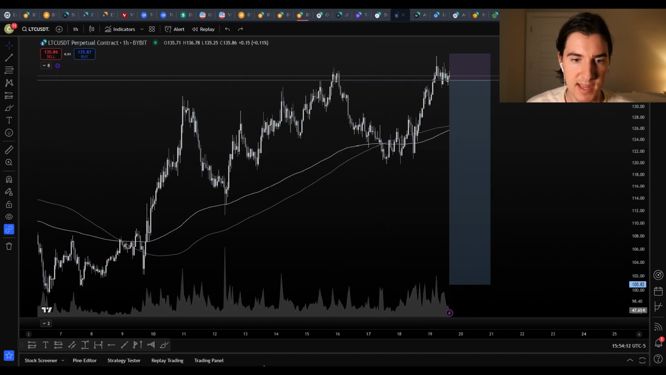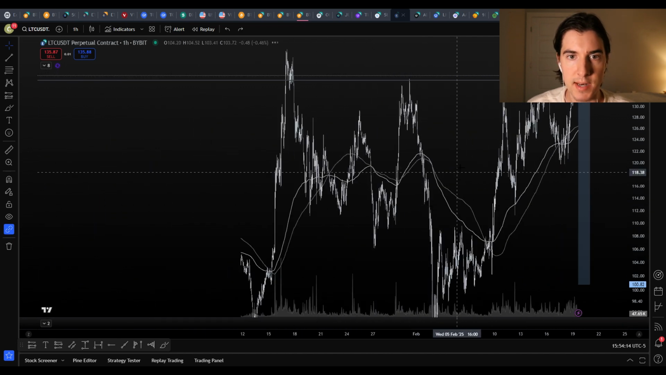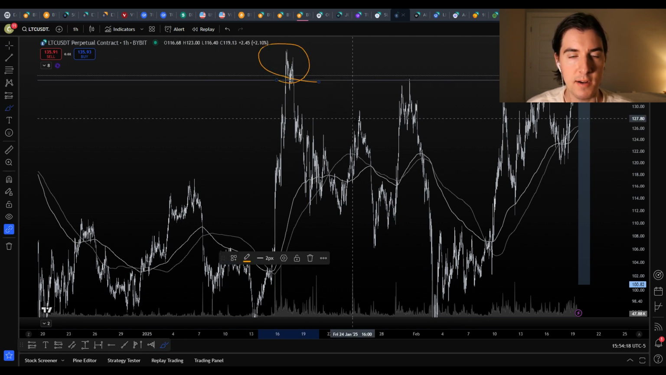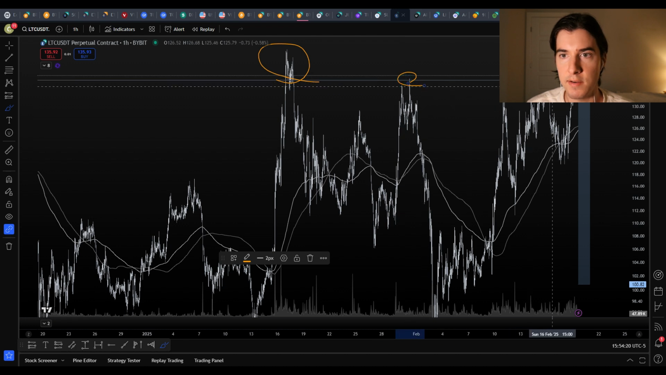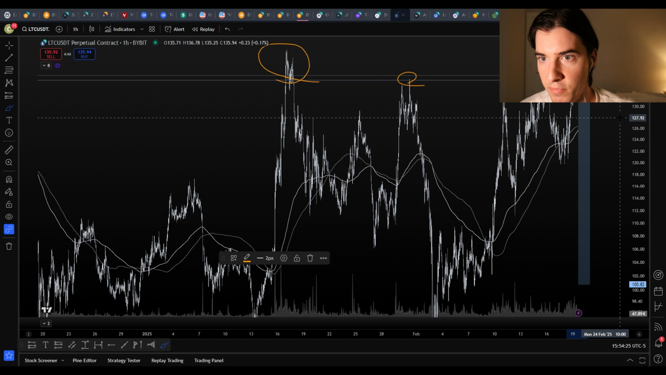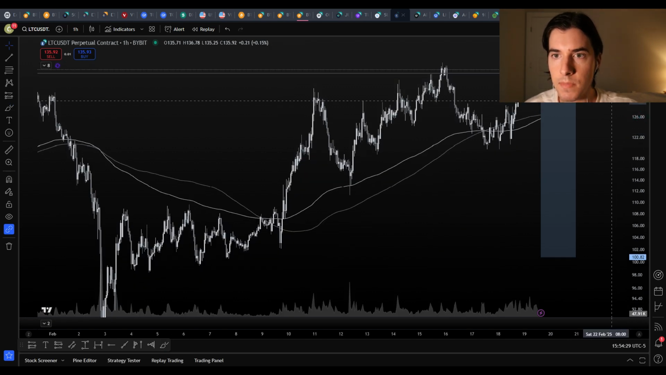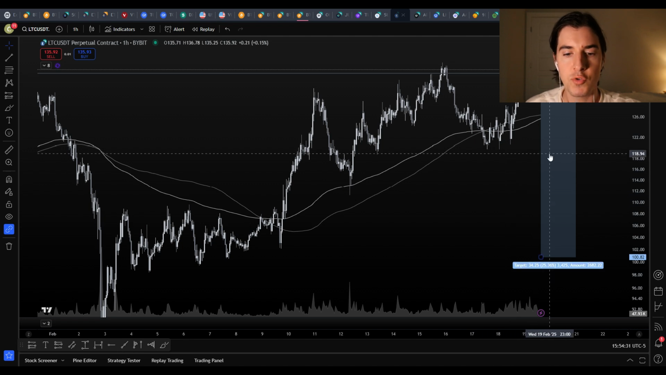And, you know, last time it was here, let's just zoom out a little more. So it tried to break out here, it failed. Here, it failed. Here, it failed. And my bet is it will fail again. There's one other indicator. Let me show you the open interest real quick.